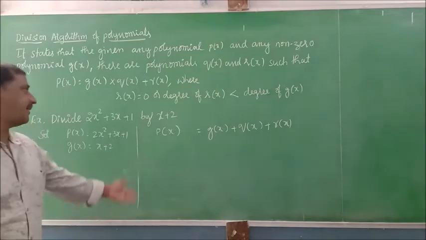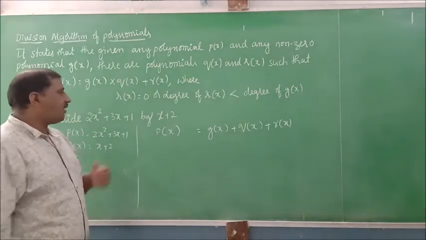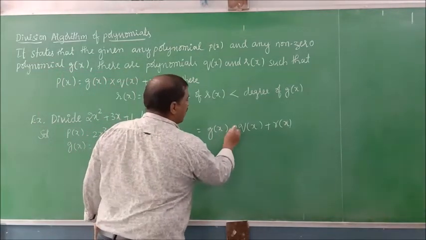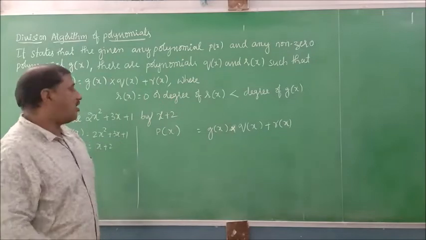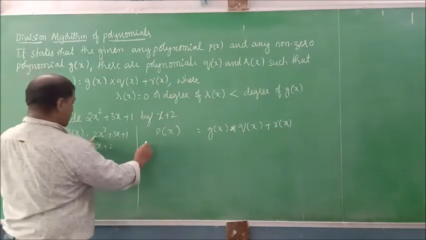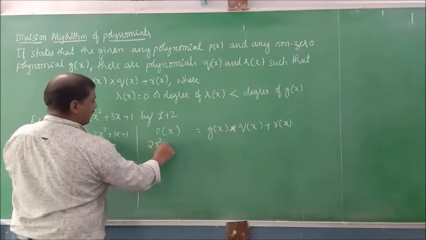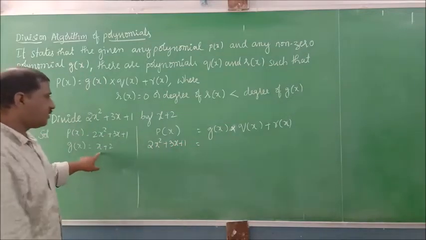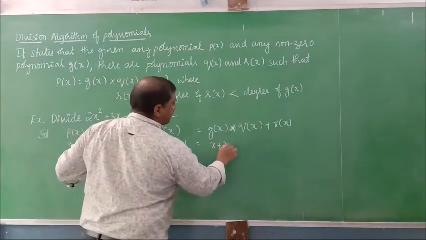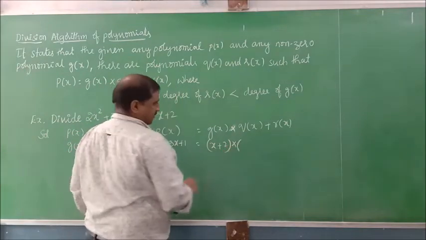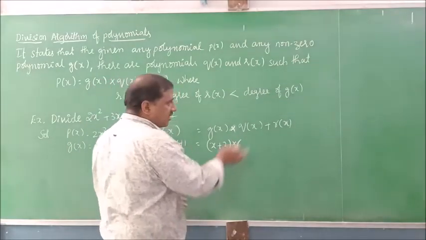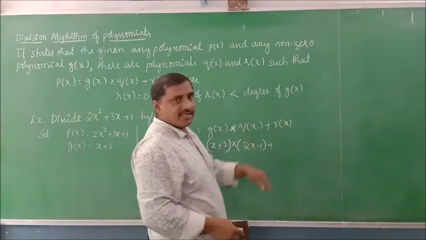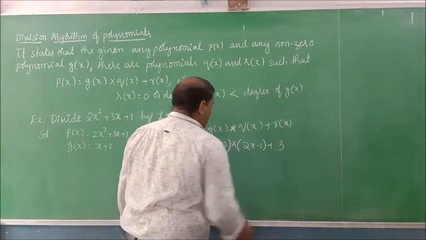Now we will discuss the division algorithm. That is, p(x) is equal to g(x) into q(x) plus r(x). Here p(x) is 2x square plus 3x plus 1, which is equal to g(x), that is x plus 2, multiplied with q(x). q(x) is the quotient, and how much did we get? It is 2x minus 1, plus r(x), the remainder. How much did we get? 3.